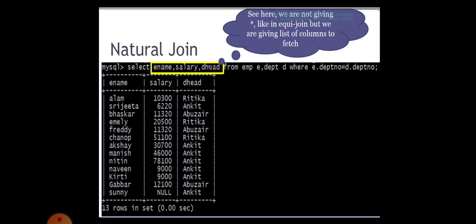Look at the example given. Here we are giving the column names along with the select, that is ename, salary and the department head, that is dhead, from the employee and department. The rest of the query is very similar to the queries we have already discussed. So we are not giving the star like in equijoin, but we are giving the list of columns to fetch.